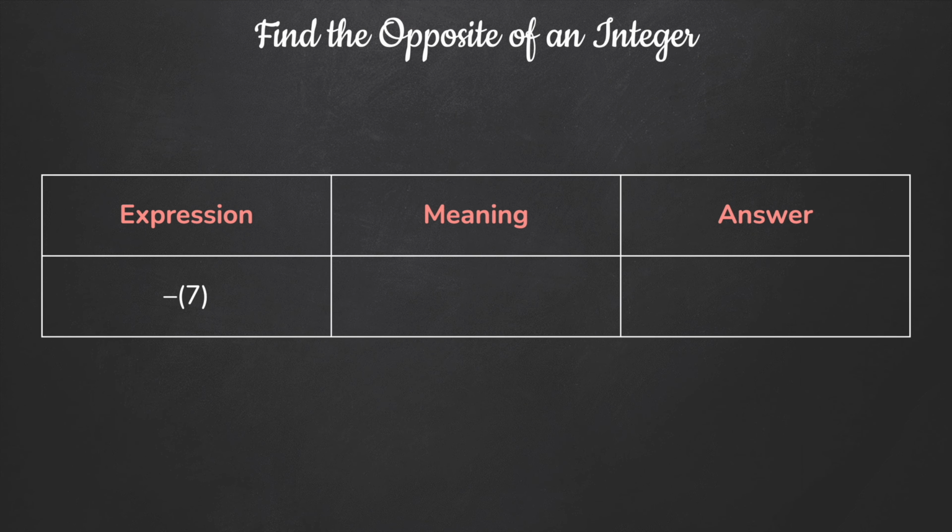Next, we have a negative sign, and then in parentheses we have 7, which means the opposite of 7. And the opposite of 7 is equal to negative 7. Finally, we have a negative sign, and then in parentheses we have negative 7, which means the opposite of negative 7. And the opposite of negative 7 is equal to 7.